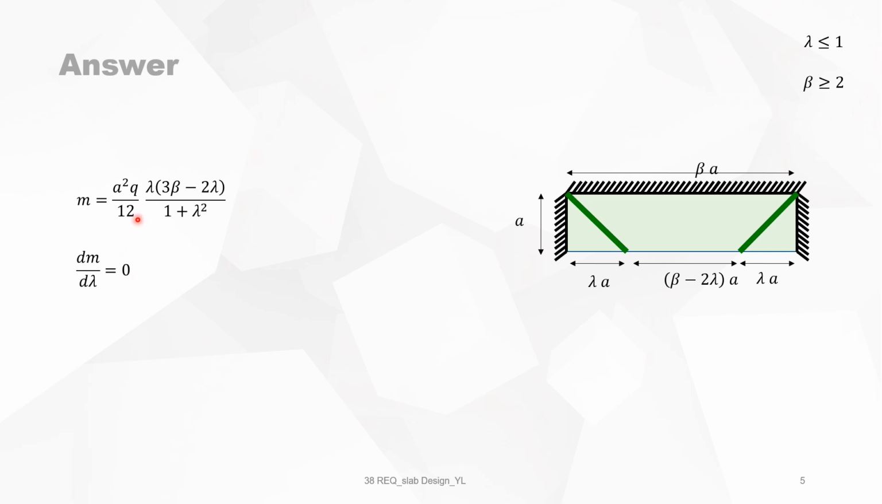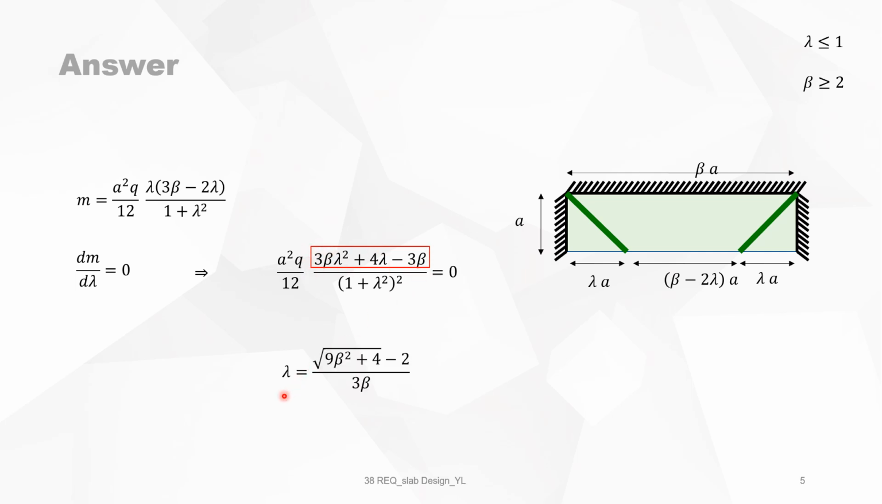We must maximize the bending moment. It means that the first derivative must be equal to 0. We take the first derivative with respect to lambda. This 0 means that this element, which is an easy equation, must be 0. So lambda is then given as a function of beta. For this lambda, the bending moment is maximum.